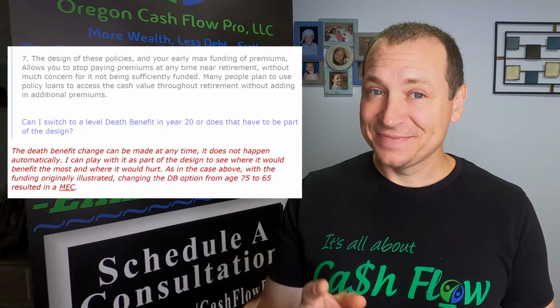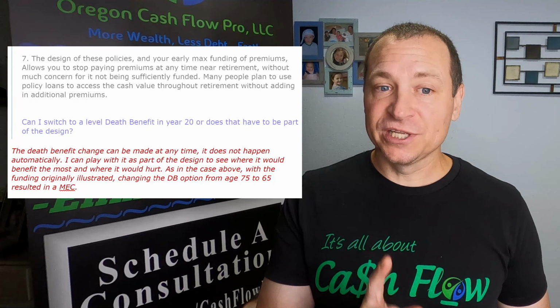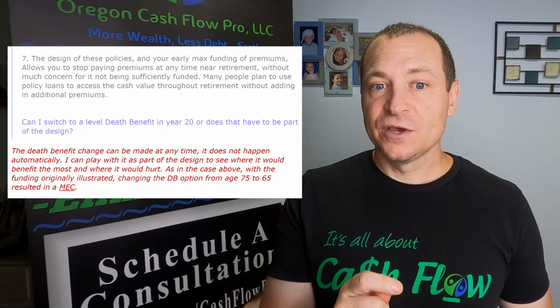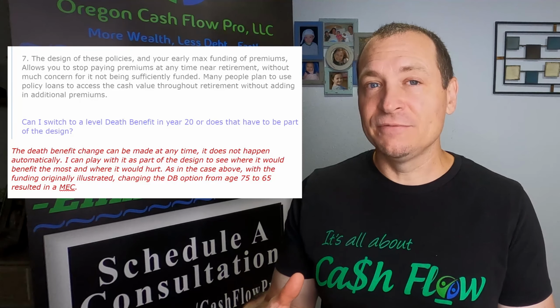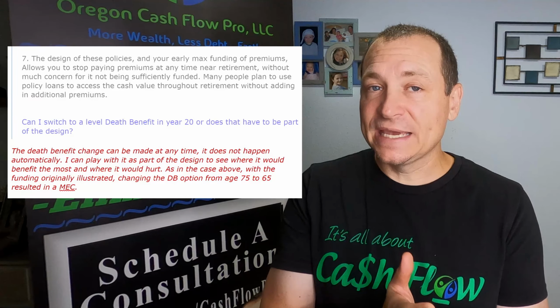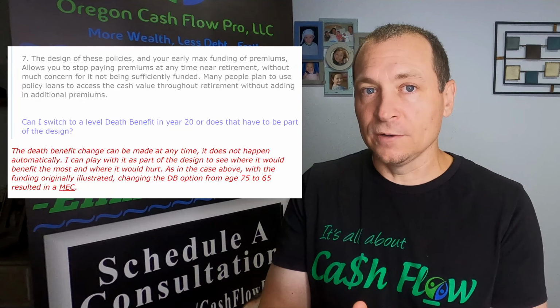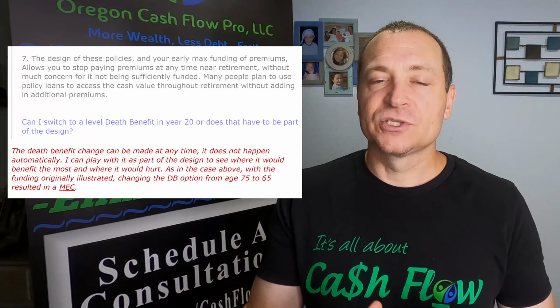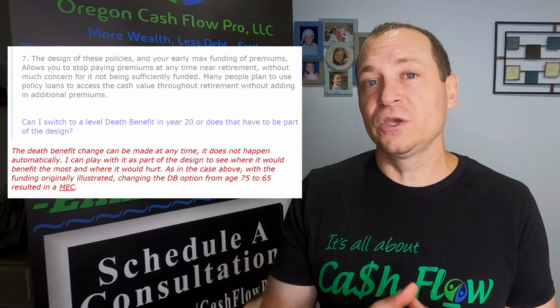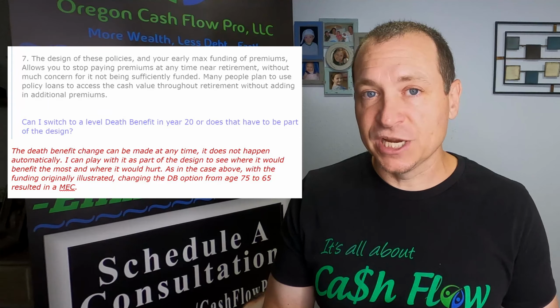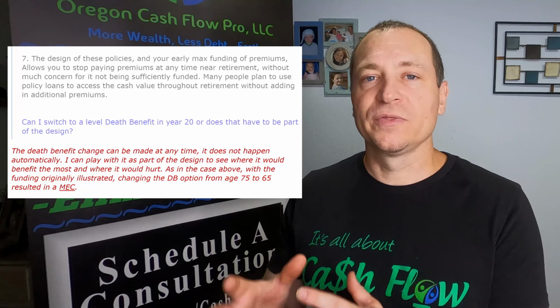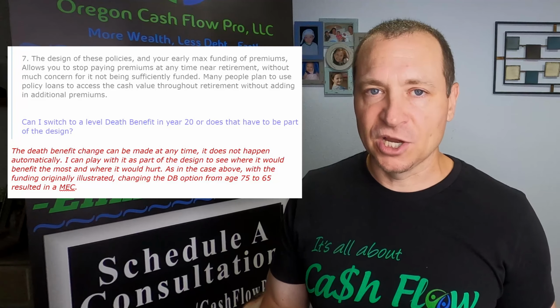As in the case above, as we saw, with the funding originally illustrated, changing the death benefit option from age 75 to 65 ended up resulting in a MEC. So the same thing can happen if we move it up to a 20-year. But these don't happen automatically. So while your policy is in force, we continue to look at it. We continue to look at how you funded the policy. And when you're ready to make that change, or preferably a few years before you think you might want to make that death benefit option change, we'll do an in-force illustration and we'll see what we need to do to make sure that it's not going to turn into a modified endowment contract.